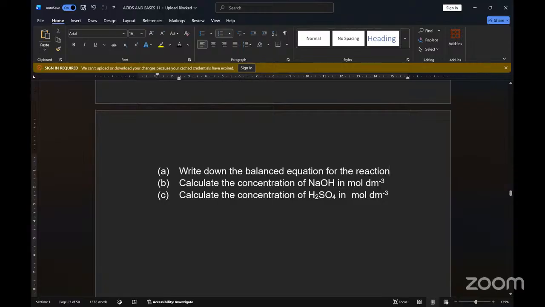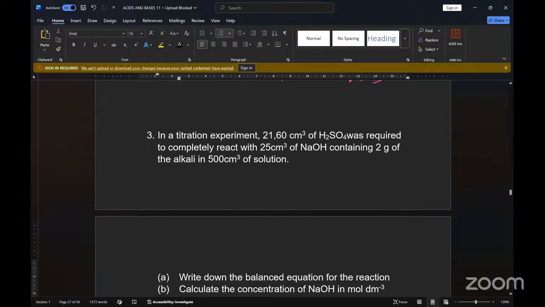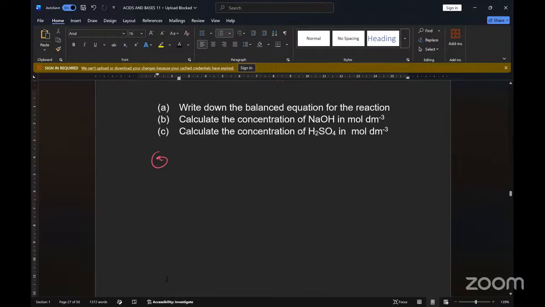Okay. So for A, we're going to write the reaction between the acid and the base. The acid is sulfuric acid. So you're going to have H2SO4 plus sodium hydroxide.